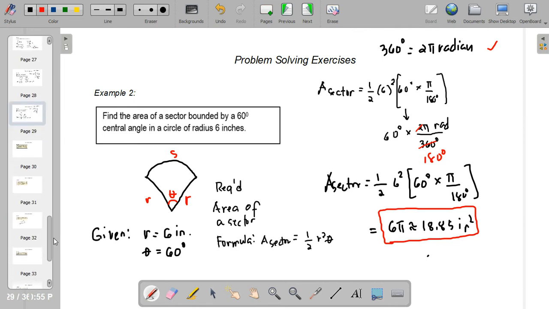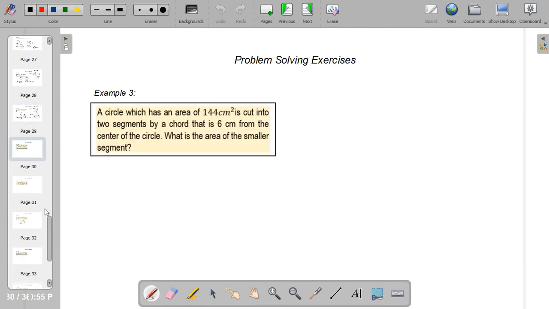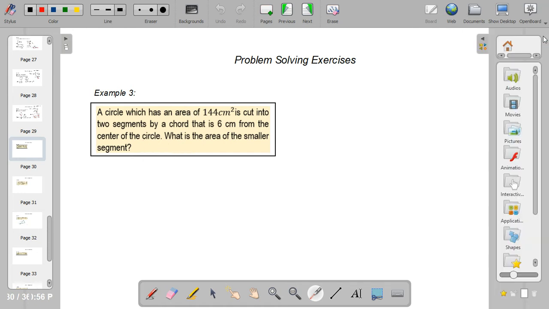Okay, now let's go to problem number 3. A circle which has an area of 144 centimeters squared is cut into two segments by a chord that is 6 centimeters from the center of the circle. What is the area of the smaller segment?